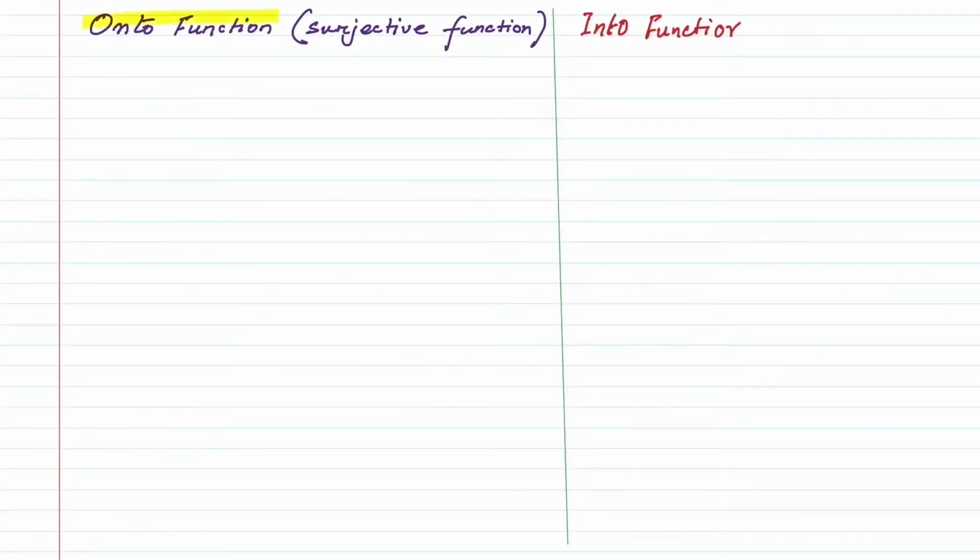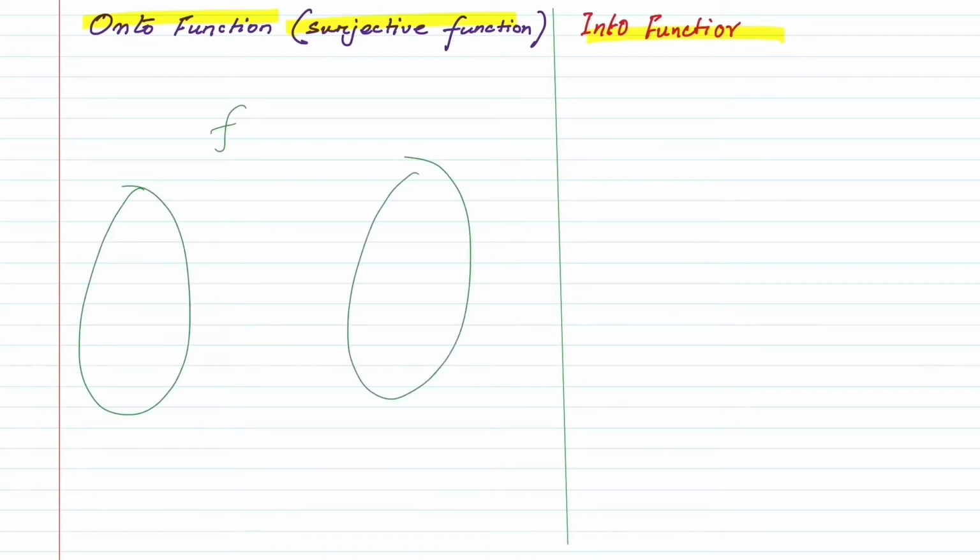Now let us discuss onto function or surjective function and into function. So what is an onto function? Let me explain. Suppose we have a function f from set A to set B. This is set A, set B. From set A to B we have a function. Now you see, if each element in the codomain, so if it is a function from A to B, then B is the codomain here, and A is the domain, isn't it?